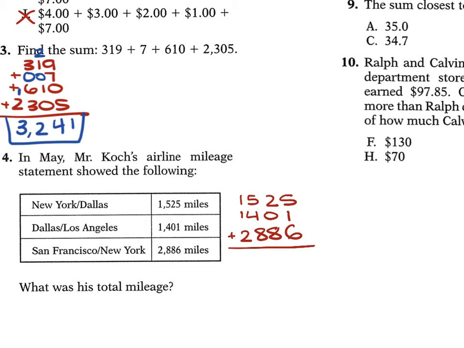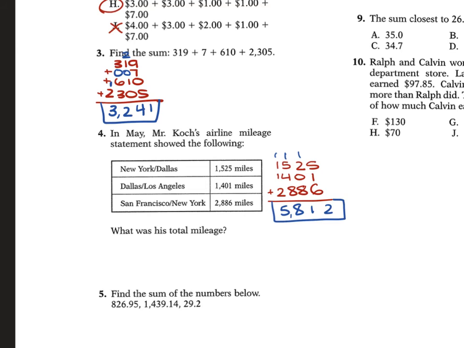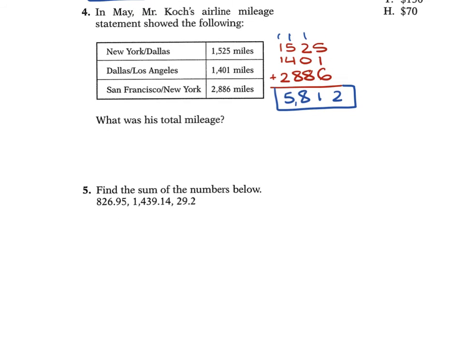5 plus 1 is 6, plus 6 is 12. 8 plus 2 is 10, plus 1 is 11. 5 plus 8 is 13, plus 1 is 14, plus another 4 is 18. And 1 plus 1 plus 1 is 3, plus 2 is 5. So 5,812 miles. For 5, we are finding the sum of the numbers below.